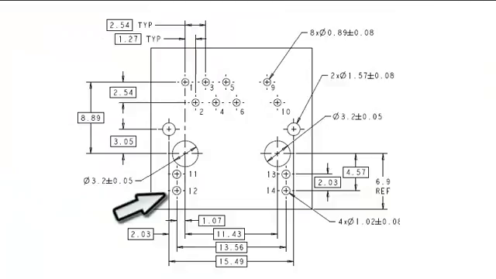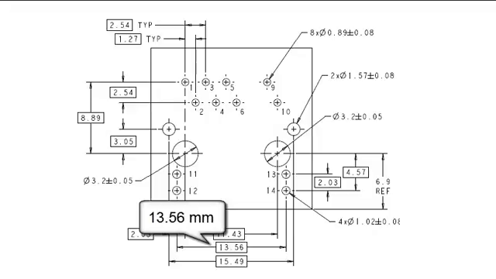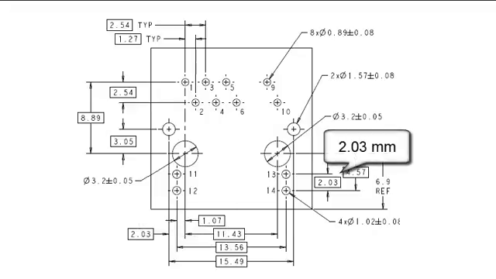Next, I'm going to move the origin to pin 12 and set the grid up for 13.56 in X and 2.03 in Y.